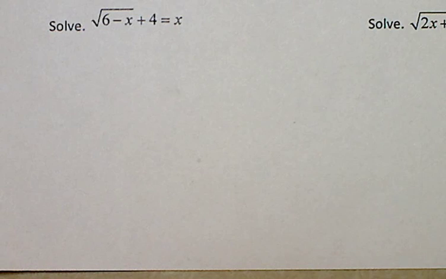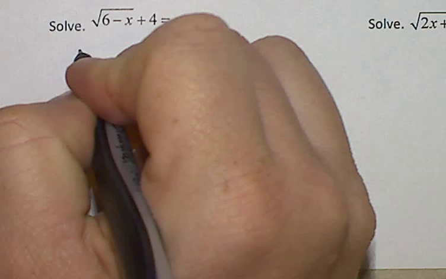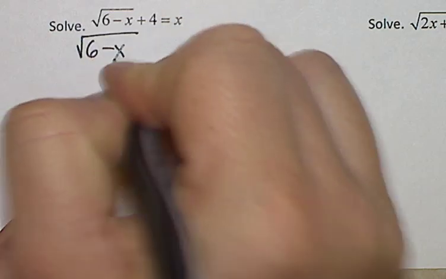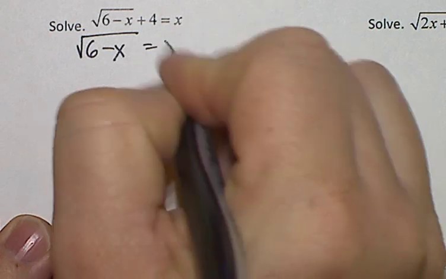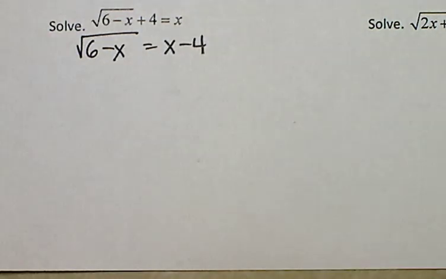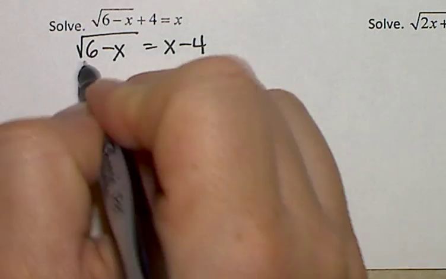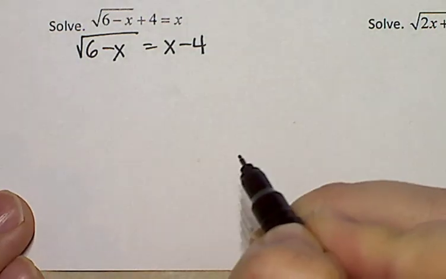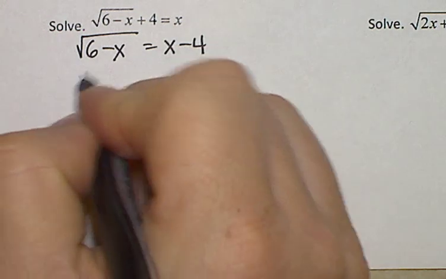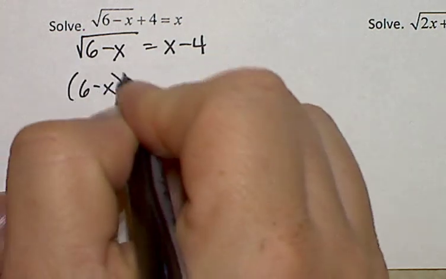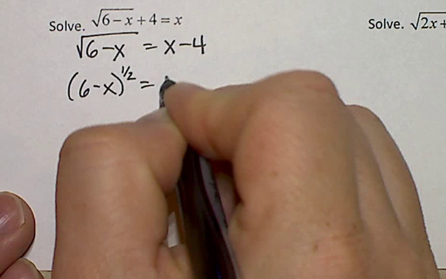We want to have the radical by itself, so I'm going to rewrite this as 6 minus x. I'm going to move the 4 to the opposite side. When it moves over, it is subtraction. My personal preference is to rewrite this. What is the nth root right now? 2. So when I rewrite it, it's 6 subtract x raised to the 1/2 equals x minus 4.